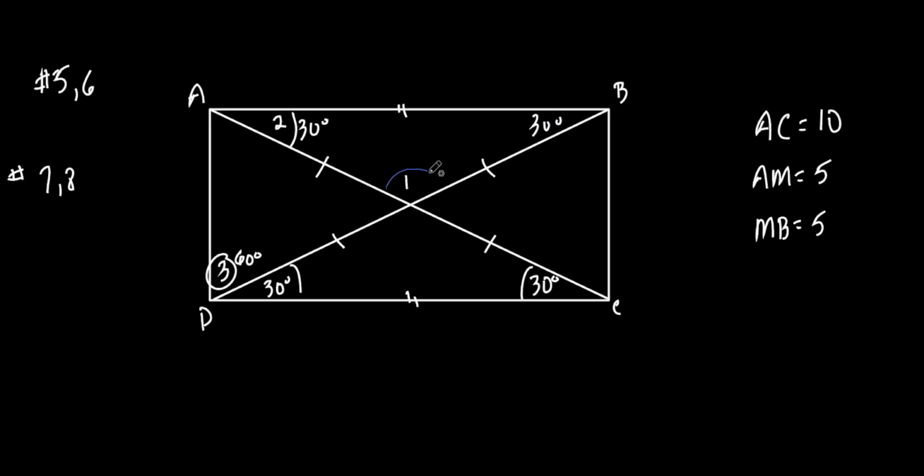What about this one right here? What is it? 120, good, because look, 30 and 30 are 60, and this is left over from 180. 180 minus 60 is 120. So that's 120, this is 120, and so on. What's this angle right here? That's 60, right, because it forms a straight line, so that's 60. We good?